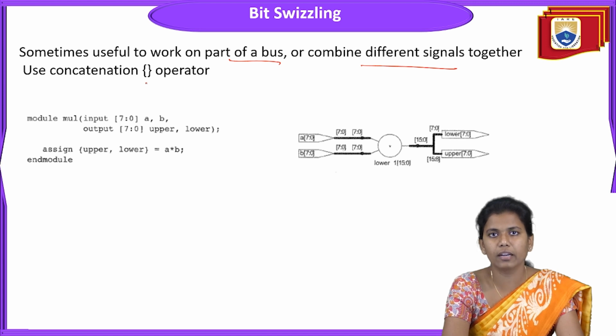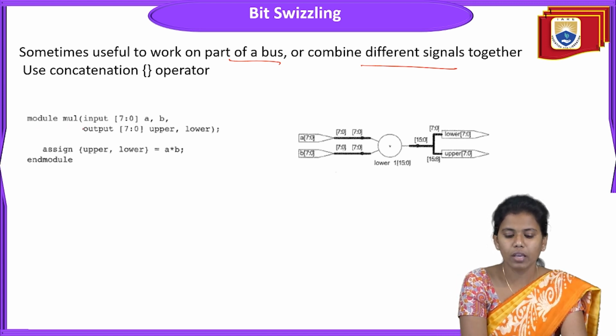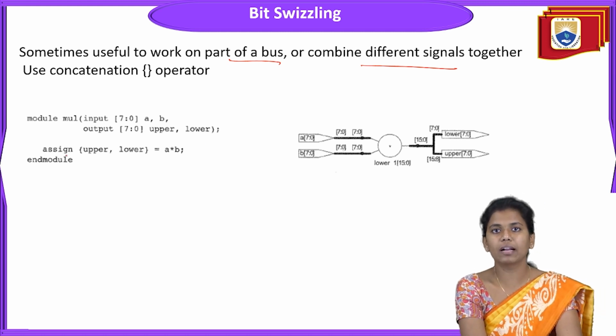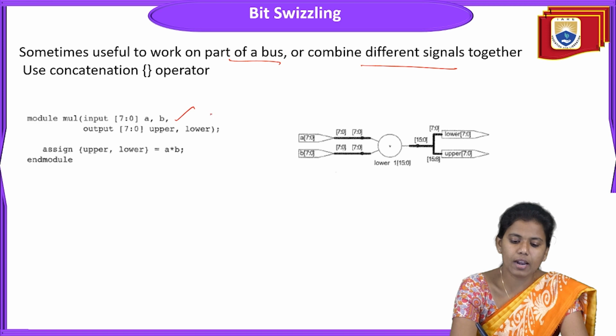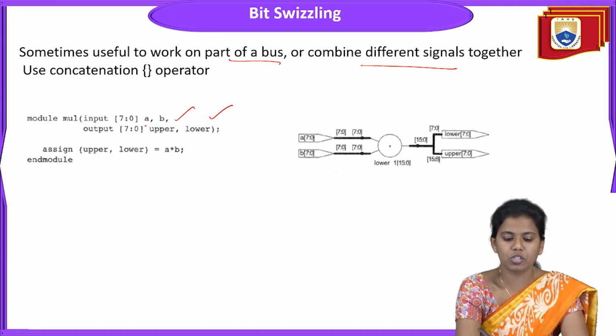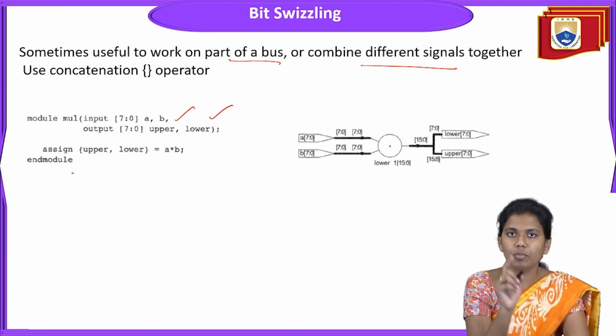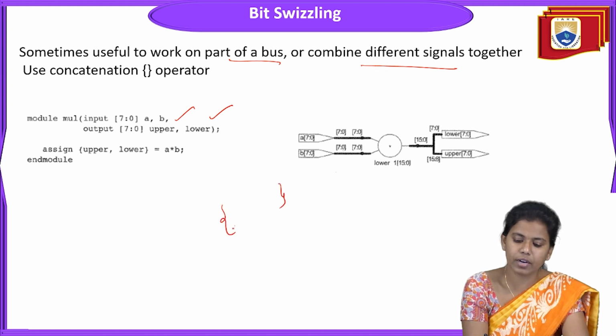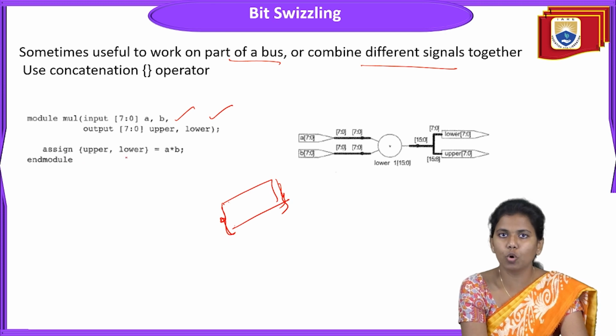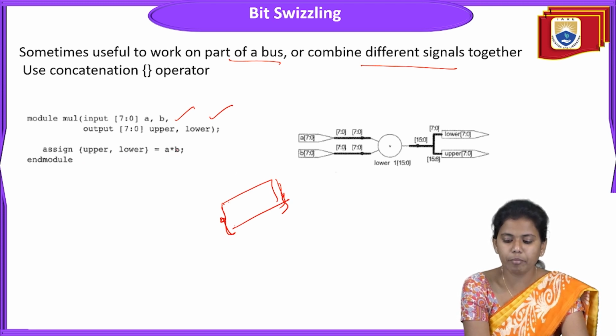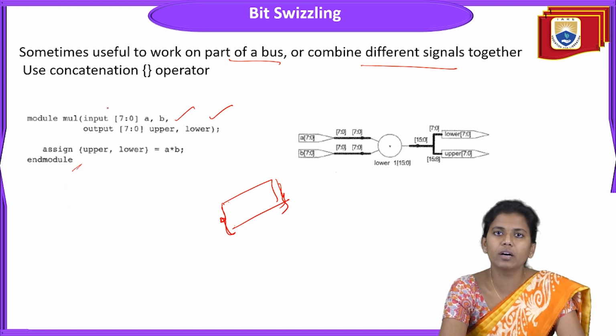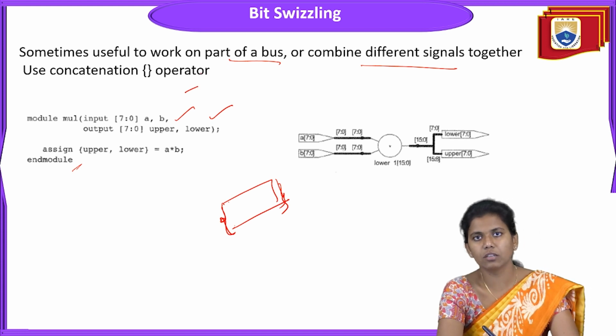So using the concatenation operator, how will we write it? Module 1, input A and B, output upper and lower, assign. Now I'm concatenating both the bits, the upper bit and the lower bit, in the output. Always remember that concatenation is written with the bits in curly braces. So concatenation bits upper and lower, for this A and B, A star B, and then finally endmodule. So here the bit swizzling is done using the concatenation operator.